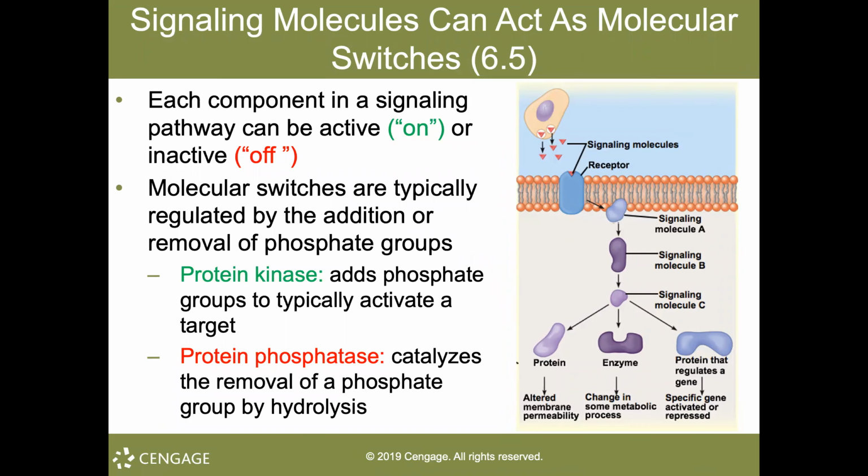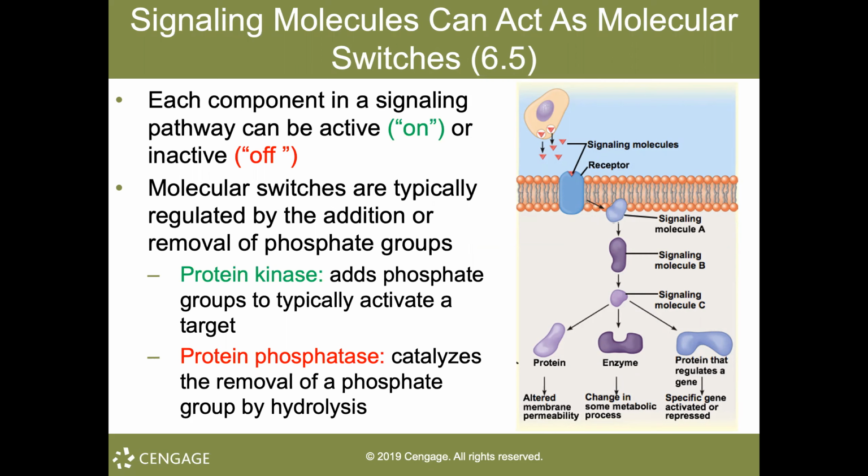Now, one of the ways that we can turn these pathways on and off is to add a phosphate group. In the last example, we saw that kinases were being added to other protein kinases. And in that pathway, we triggered that cascade of signaling events where we were adding phosphate groups. When you're adding those phosphate groups, that's typically going to activate a target. In the last example, we saw that we were activating other kinases in the pathway.